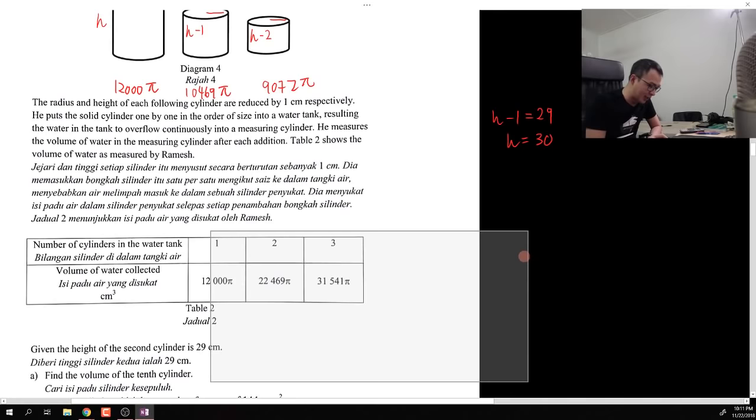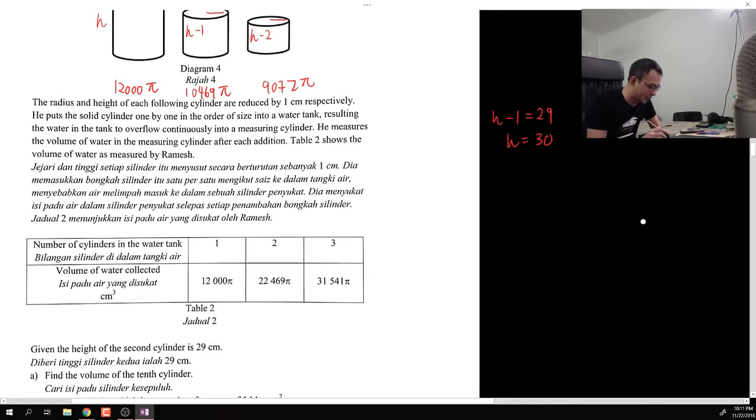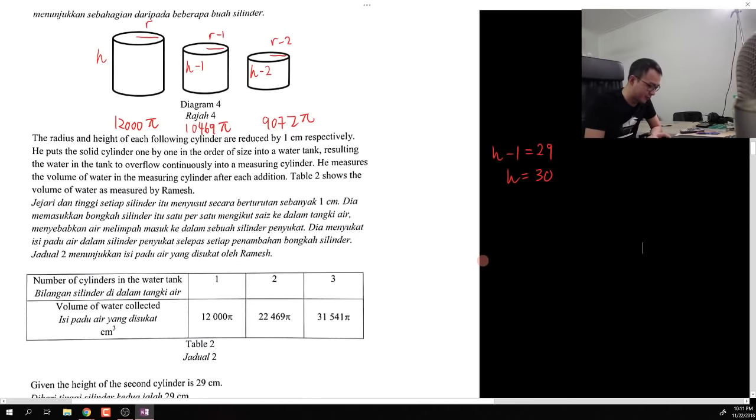So what I want to do over here is maybe find, let me see, does this one have any connection? I remember the volumes have no connection. 12000 minus 10469 equals 1531.